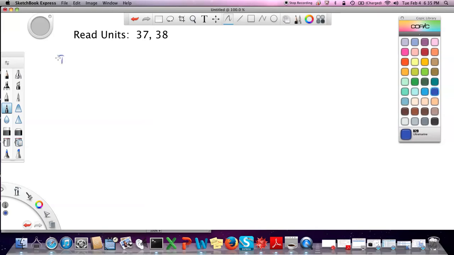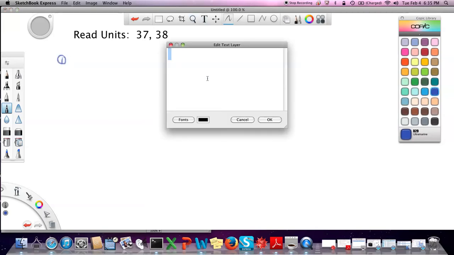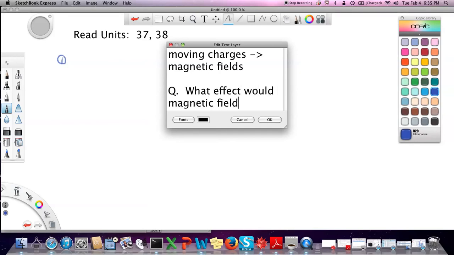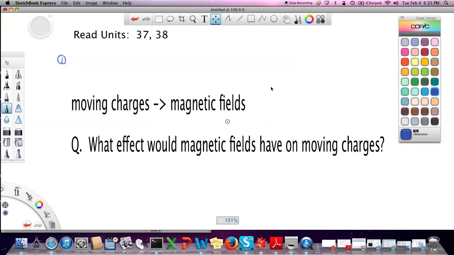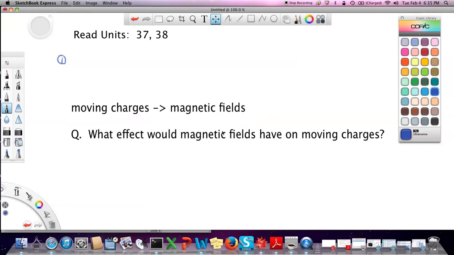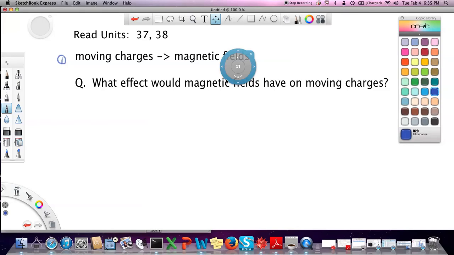Number 1, we saw last time that moving charges could create magnetic fields. Our question is, what effect would magnetic fields have on moving charges? What would that result be, and what would that mean? Why would that be useful for us here on Earth?